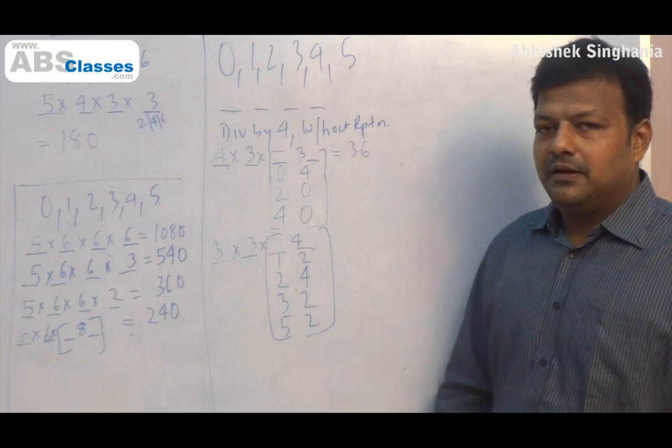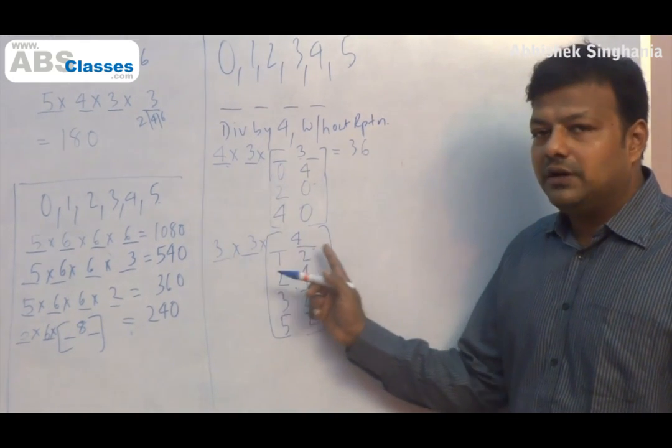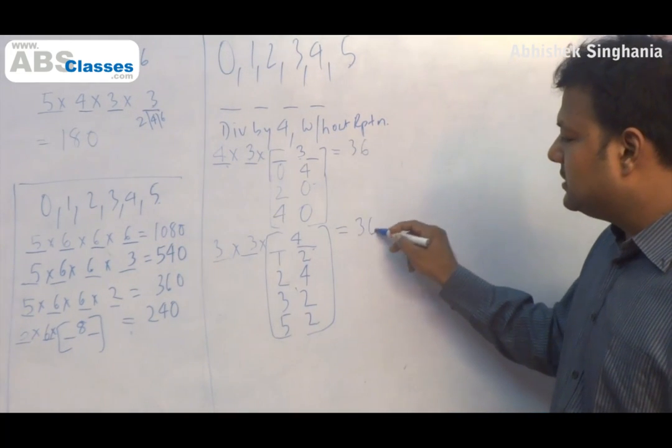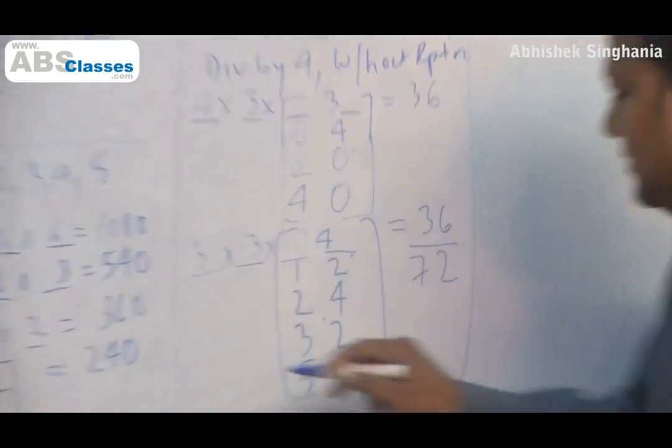So in how many ways can I have a 4-digit number divisible by 4 where 0 is not one of the last two digits, 3 into 3 into 4, which is equal to 36. So total number of cases 72, and there we have our answer.